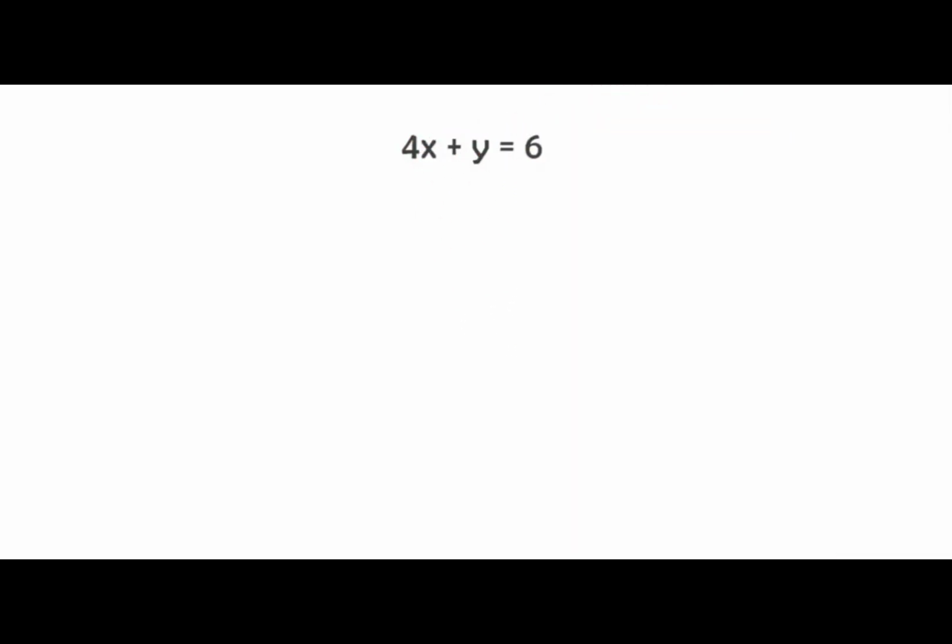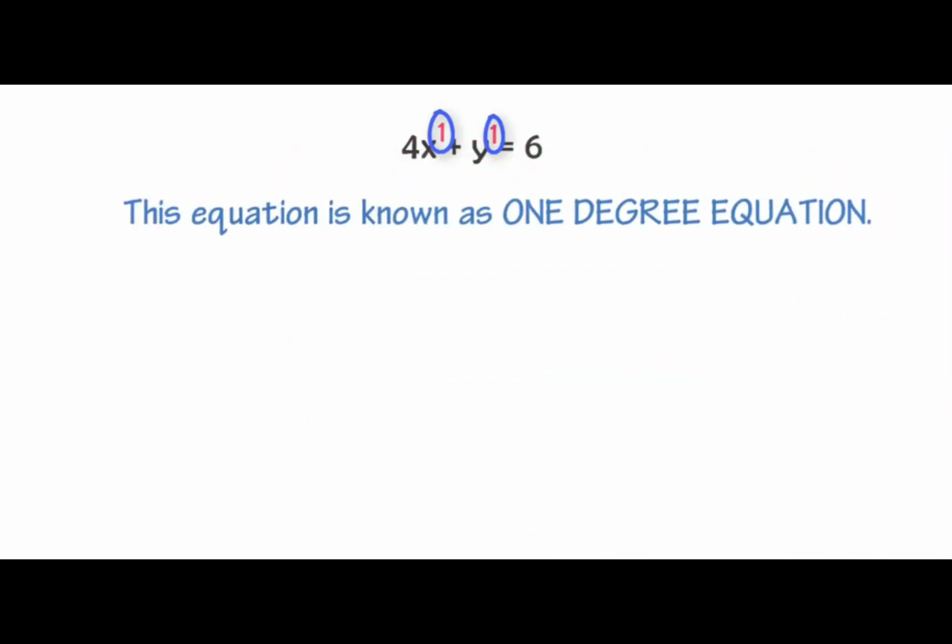In this equation, there are three terms: 4x, y, and 6. The x and y are known as variables, while 6 is the constant and 4 is the coefficient of variable x. The highest power of x is 1 and the highest power of the variable y is also 1. Hence, all the variables in this equation have the highest power 1. Therefore, this equation is also known as a one degree equation or linear equation.